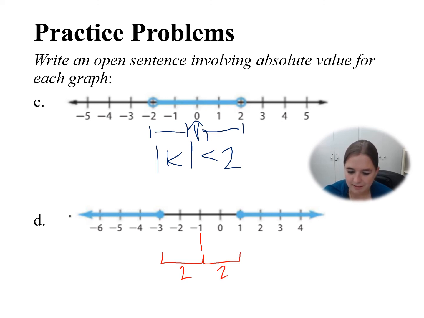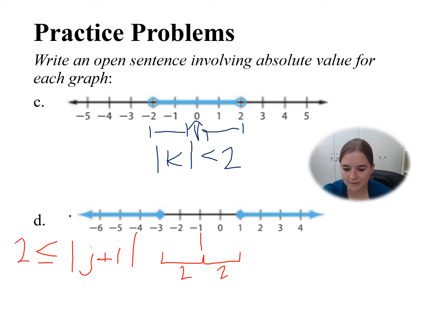So I have a similar idea. We'll use j this time. I know that the absolute value of j needs to be shifted to the negative 1. When I shift to negative 1, I'm really adding 1 because I'm subtracting a negative. And I know that that distance is greater than or equal to 2.